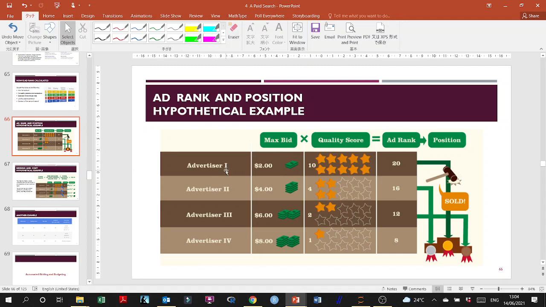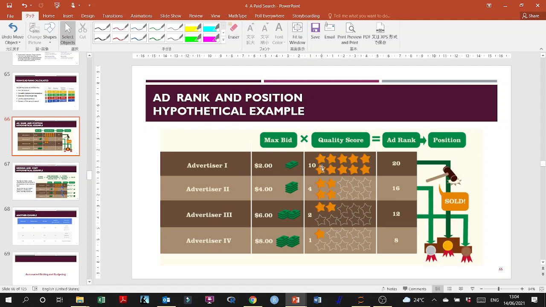So for example, we have advertisers 1 to 4. The maximum bid is set to 2, 4, 6, and 8. As you can see here, advertiser 4 is willing to pay the most, but advertiser 4's quality score is very low. Let's say this is the quality score and the extension impact together. So this is only 1. Over here, 2 stars. Here, 4 stars. Here is really high quality.